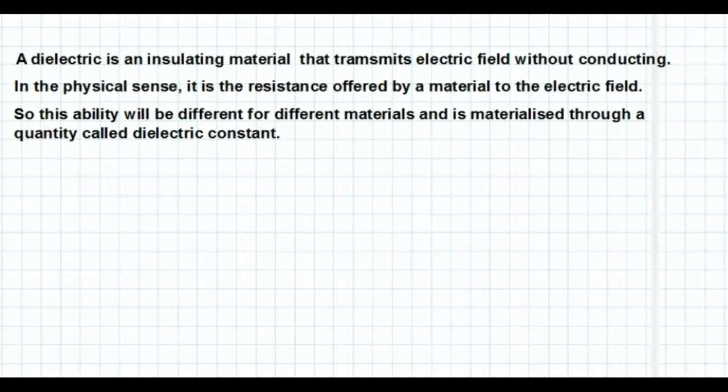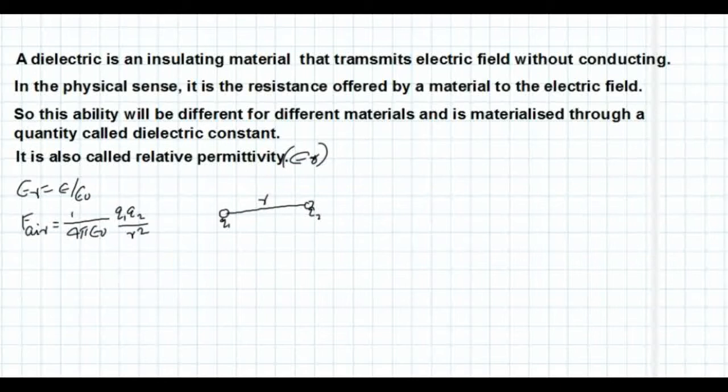Actually, we have already learned about the dielectric constant. It is also called relative permittivity, that is epsilon r. And what is epsilon r? Epsilon r is equal to epsilon by epsilon 0, and epsilon is called what? Absolute permittivity, and epsilon 0 is a constant.